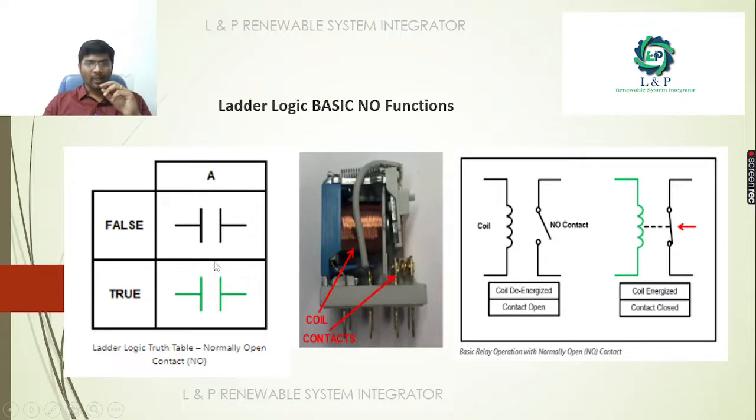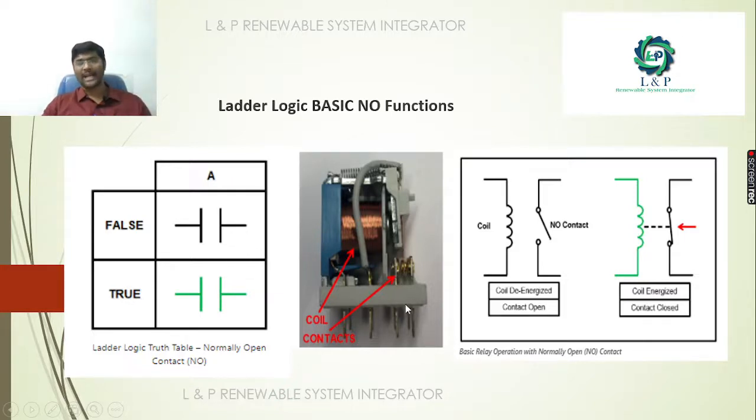See here, this is an NO contact. If it is indicated in black without any sort of indication, and it changes to green, it means it is enabled. In certain places nowadays, they provide indications in between this contact. If it is enabled, they make it green. If it is disabled, they make it red. Or normally it will be black if it is in the false state, and when it changes to the true state, they show it in green. So this is an example of the ladder logic concept of the NO function.